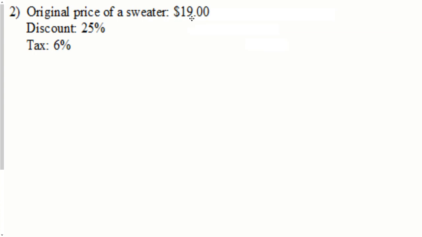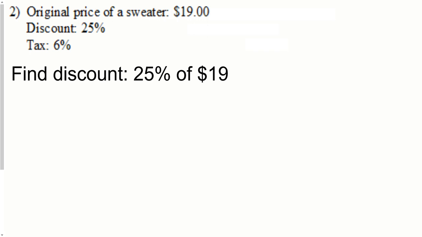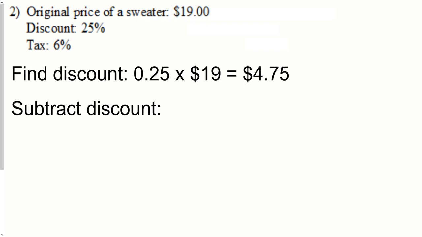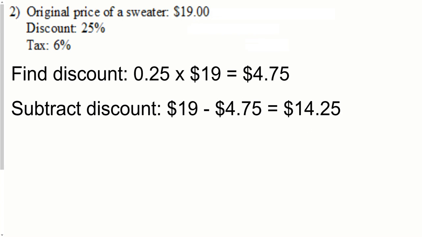Now, we're going to do the same thing with the sweater, $19 original price, but it's discounted 25% with a 6% tax. So find the discount. 25% of $19. That's what we'd multiply. That's how much our discount is, $4.75. So what do we do with the discount? Subtract it from the original price. So it's going to be 19 minus $4.75. So it's this original minus our discount. This is how much you're going to be paying before taxes. So we call this our discounted price.